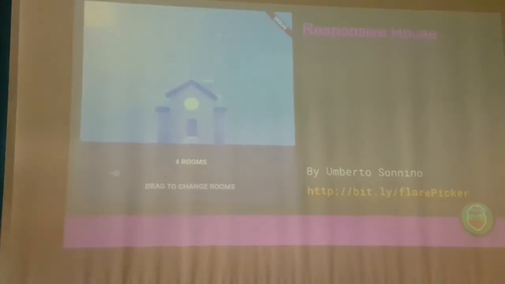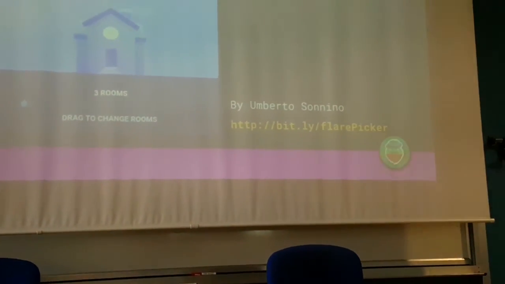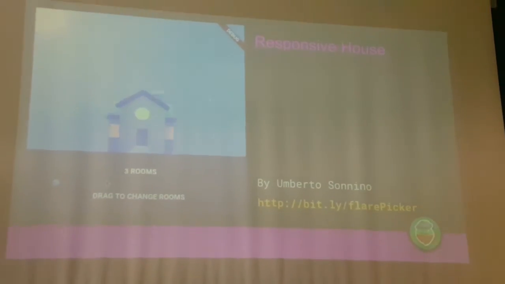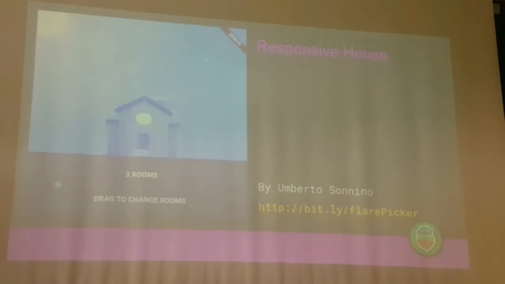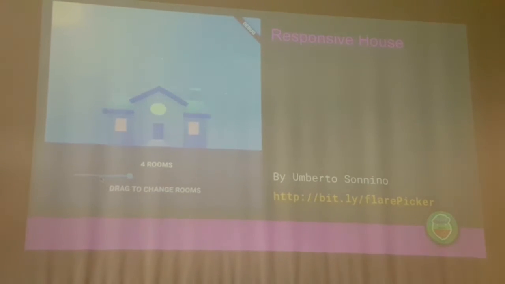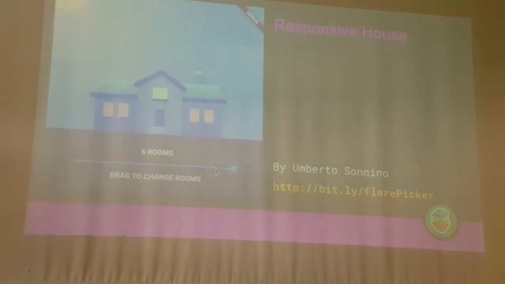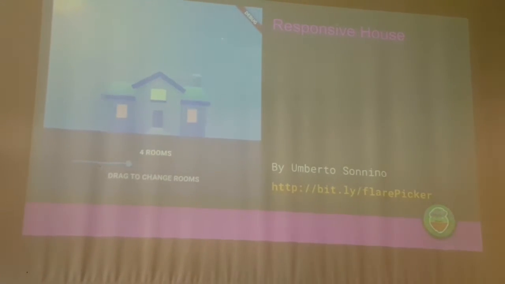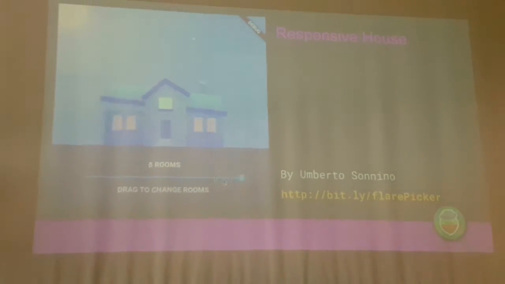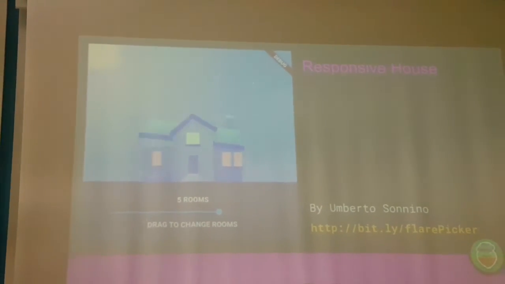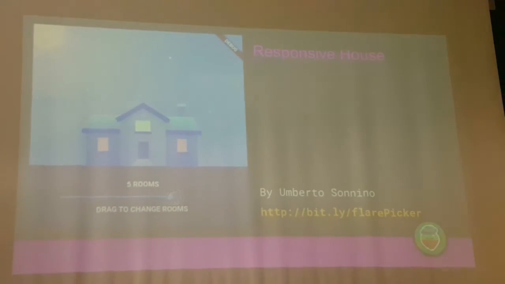This is another one, always by Umberto Sonnino, where, for example, you have a rent house service, and you can make the user choose the size of the house he is looking for with an animated picker, because you can switch the animation by code, and the controller tells which animation you should play based on the slider input.